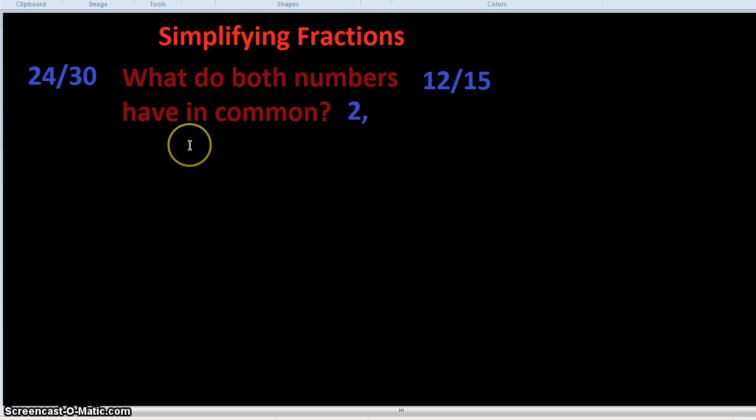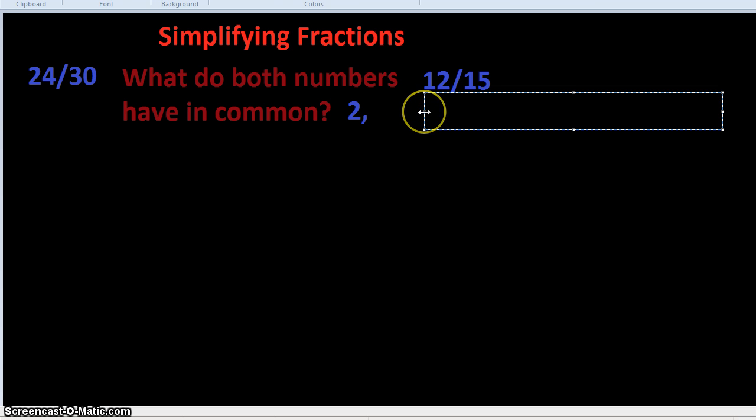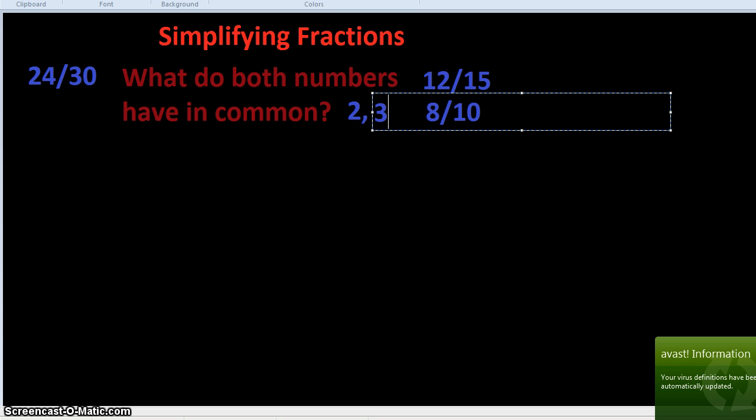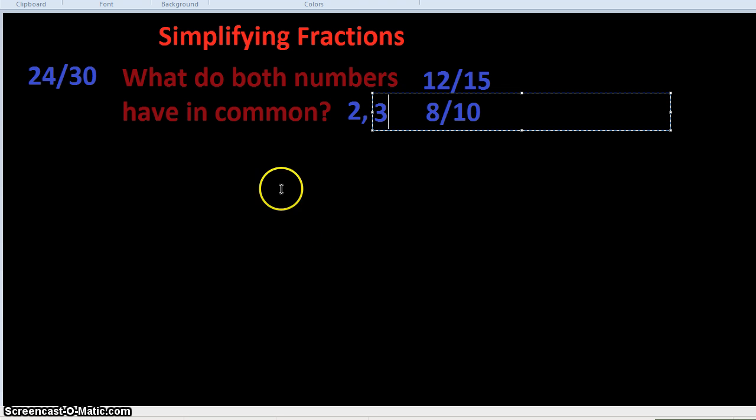Well, I would say 3 is a number they both have in common. Because if you divided 24 by 3, you would get 8. If you divided 30 by 3, you would get 10. So that's another number we'll add to the list of numbers they have in common.